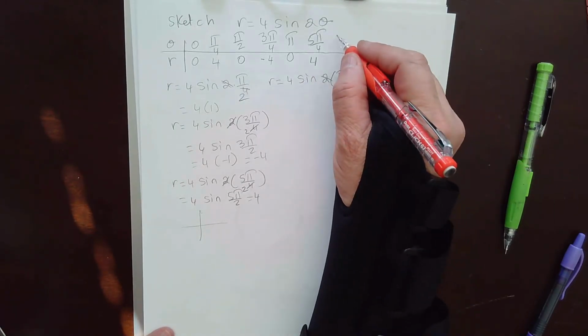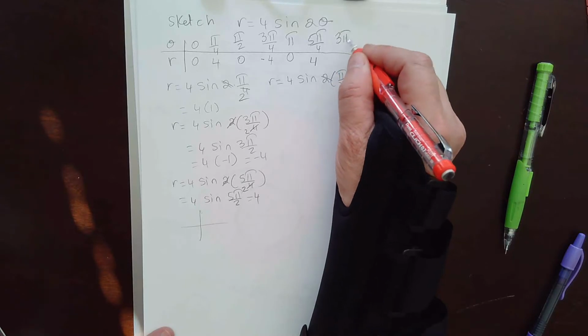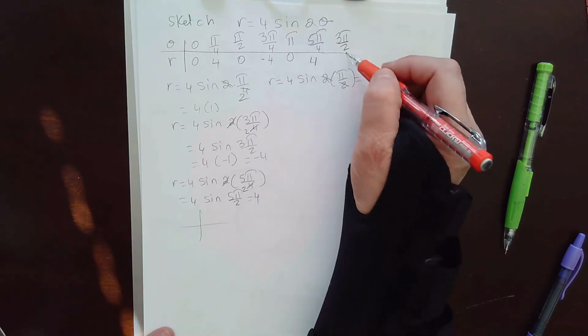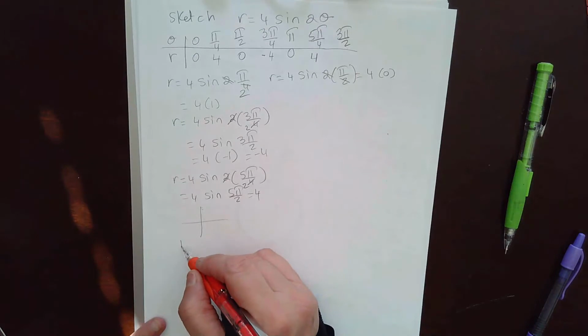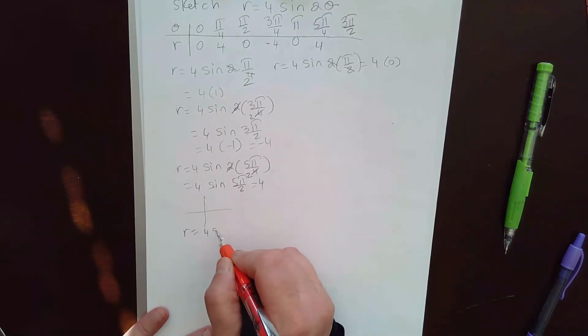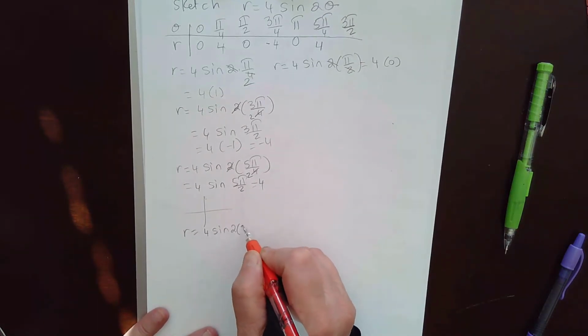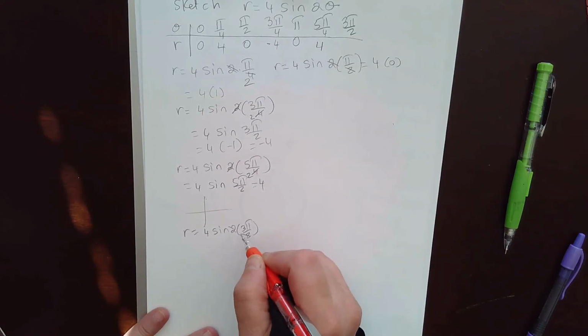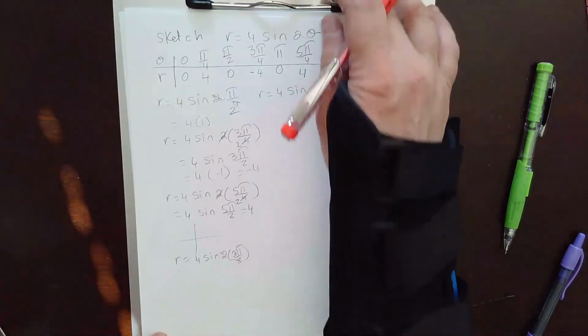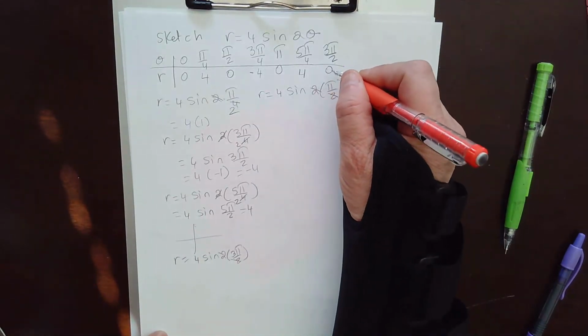If we select 3 pi over 2, the 2 is going to cancel. You'll be left with what? r equal 4 sine 2 times 3 pi over 2. The 2 and the 2 cancel. Sine 3 pi is 0. 0 times 4 is 0. So they're alternating, aren't they?